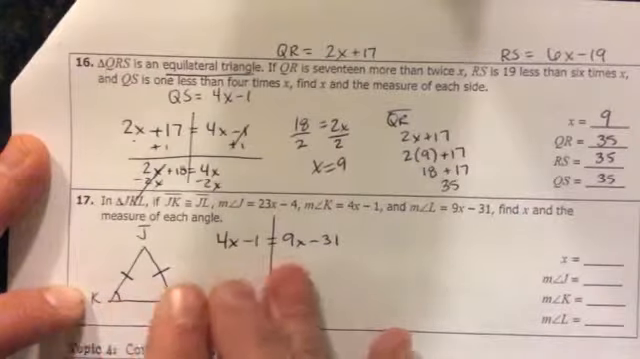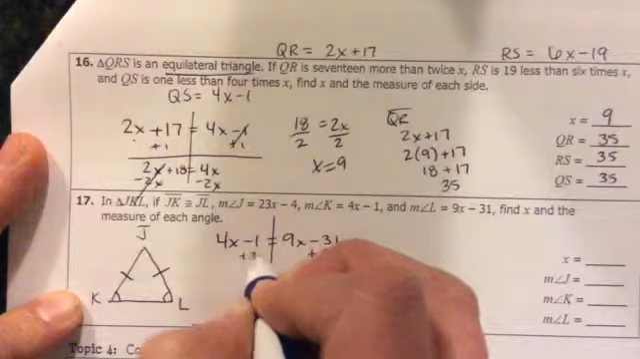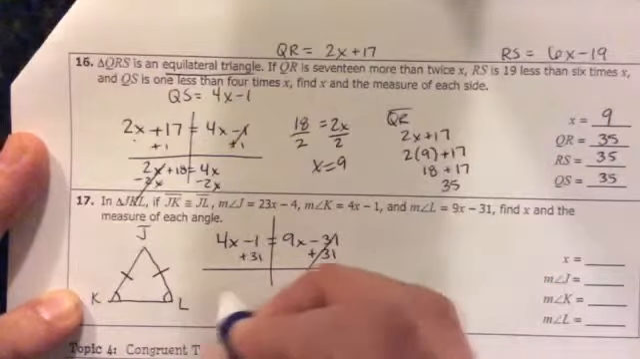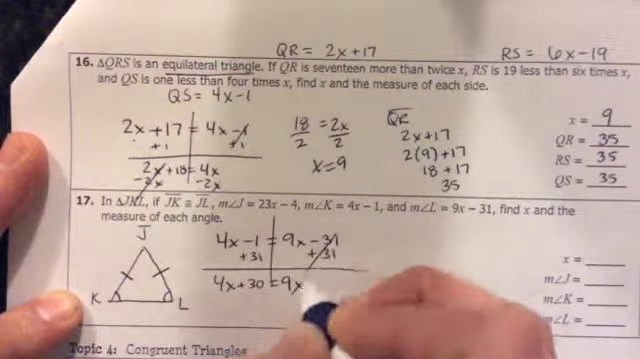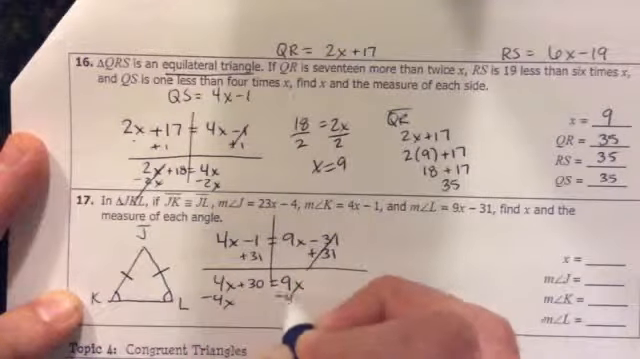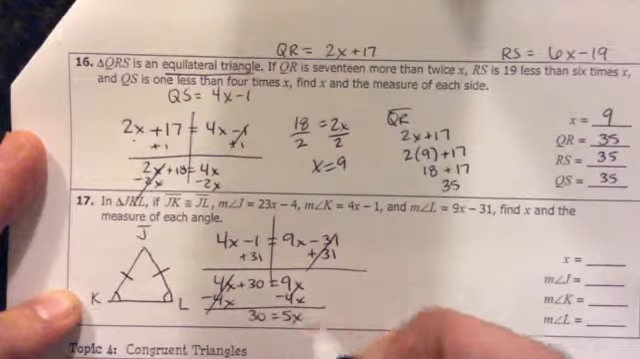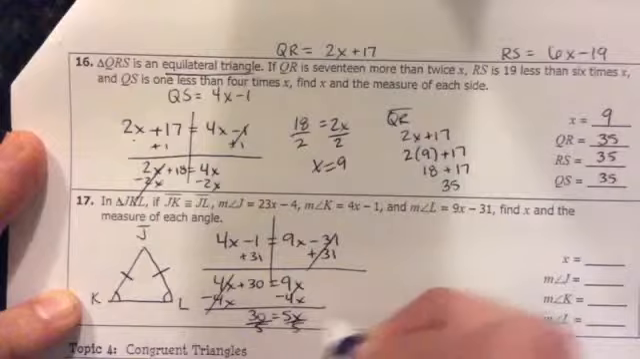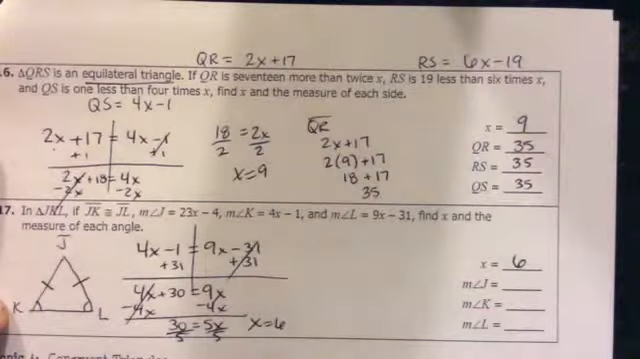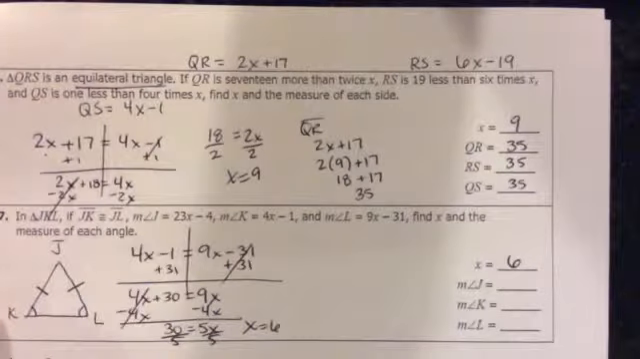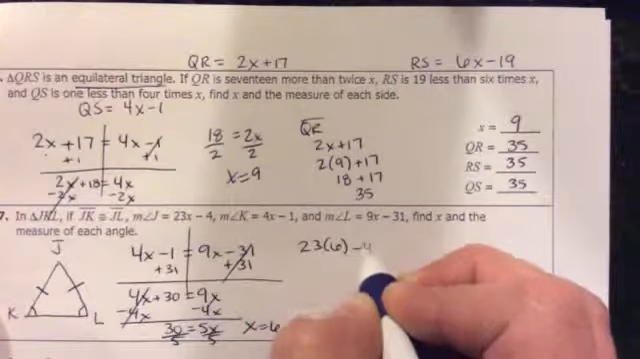Can't do any combining on the left or the right, so I'm just going to start bringing things to the other side. I chose to start with adding 31. 4x plus 30 equals 9x, that's gone, minus 4x, that's gone, so it's 30 equals 5x, divided by 5, x equals 6. Okay, so now in order to find J, K, and L, we need to plug those in. So we have 23 times 6 minus 24.